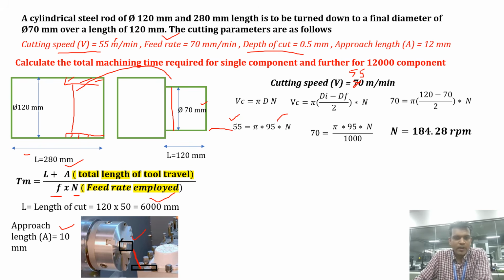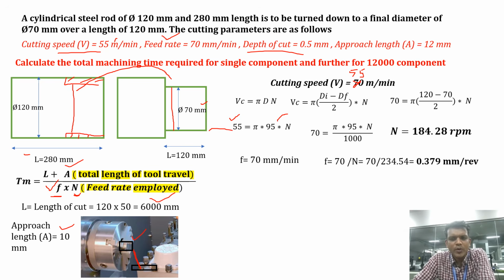Done? Okay. Now the spindle RPM is done. Again, let's see what remains. Everything is there with us. Now let's see the unit of feed: mm per minute, whereas for speed we have revolutions per minute. So something is missing. Do one thing: the feed, which is given as 70 per minute, convert that into per revolution by dividing it by the spindle RPM. So we got the feed. Now we have everything with us.